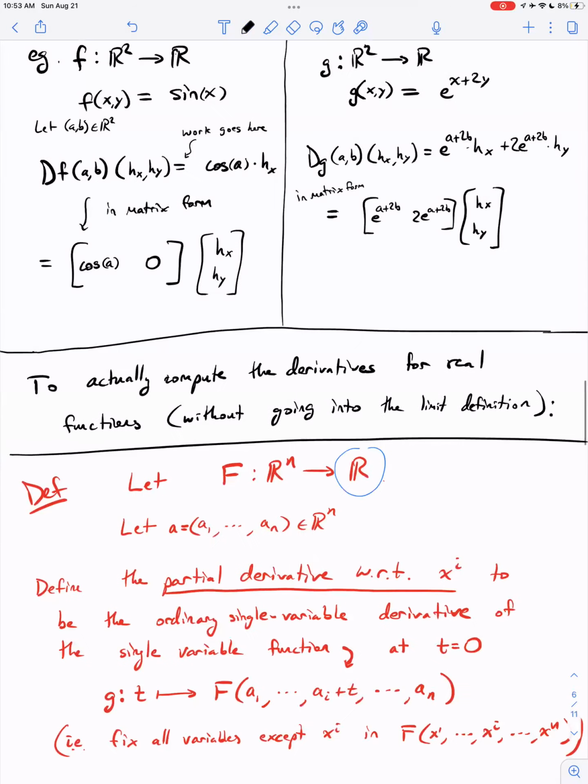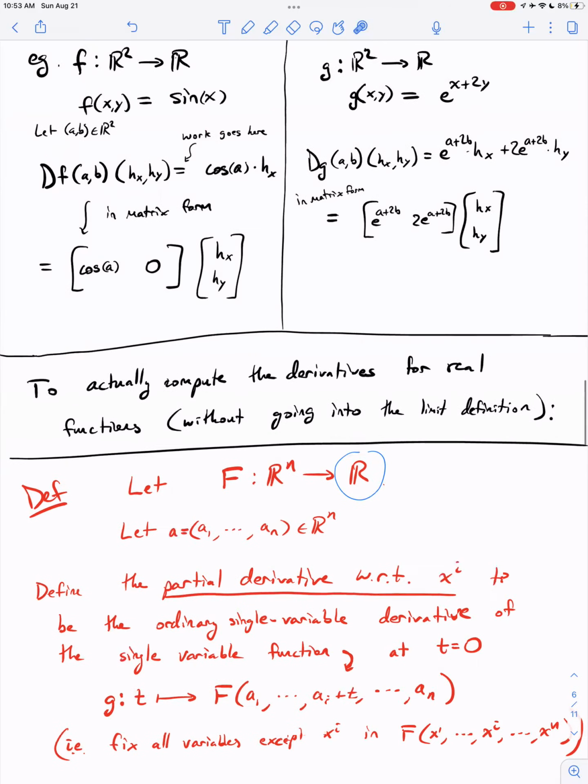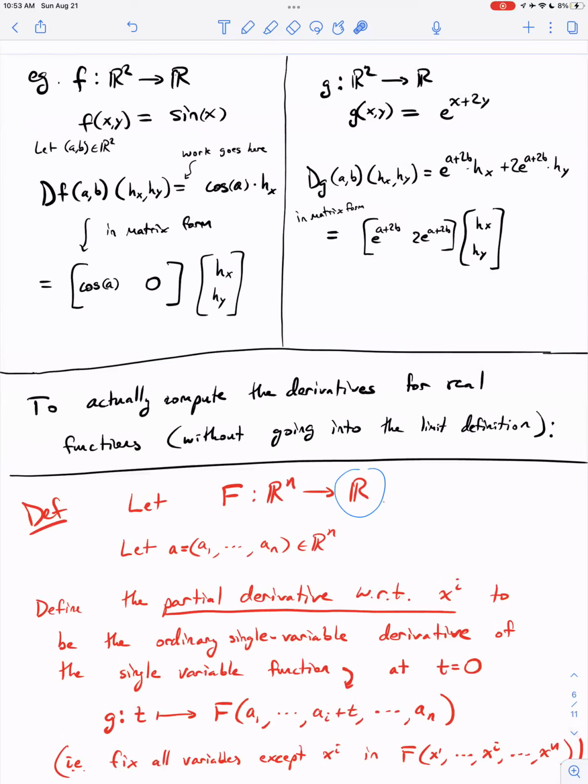Do we have any questions about this derivative so far? We're going to actually go into computing this a little bit, but I'm just claiming this is what it should look like. It should look like a matrix. This is the actual way of doing a derivative in multiple variables.